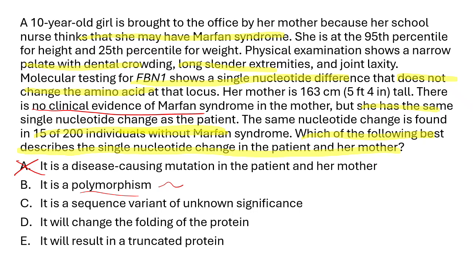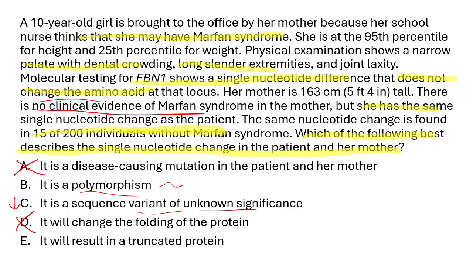C, a sequence variant of unknown significance. I think the significance is known, right? If it's there, we know it doesn't change the amino acid, so it's a silent mutation. That basically means we know the significance. It's a silent mutation, so I don't like C. I'm going to downrank that. And then D, it would change folding of the protein. Okay, we just said it's not going to change the amino acid, so it can't change folding of the protein, because we're going to get the same protein sequence as if we didn't have the mutation.